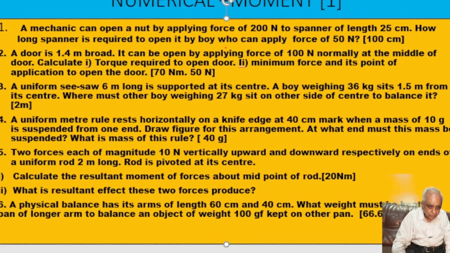Let us continue our numericals. Now we will do question number 6. It says that a physical balance has arms of length 60 and 40. So the balance does not have arms of the same length; one is bigger, one is smaller. The question is, what weight must be kept on the pan of the longer arm? Let us draw the figure.